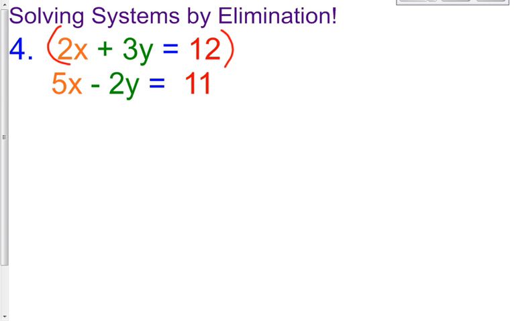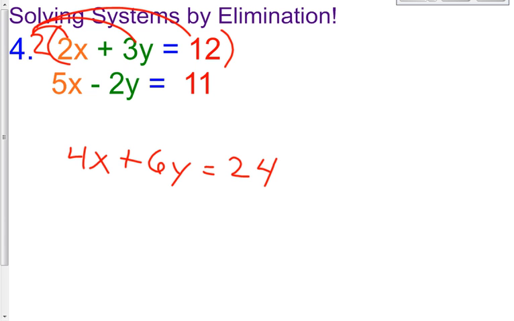If that's the case, I'm going to multiply this whole thing by 2. And now I'm going to distribute this 2. 2 times 2x is 4x. 2 times 3y is 6y. And 2 times 12 is 24. So I successfully distributed that 2, and the reason for that is because I wanted to get a 6y right here, which as you can see, I do.